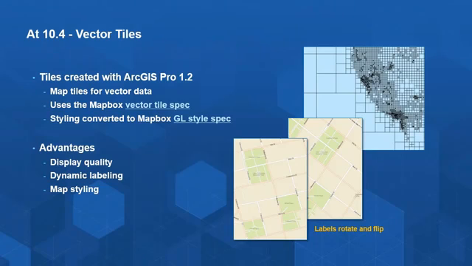So here you can see we can change the display quality. Vector tiles are optimized for tablets and smartphones. We can also have dynamic labeling. So you can see on the right-hand side, even though I've made a vector tile, when I zoom in or zoom out, those labels will rotate, which is pretty cool. I can also change how the data is rendered by styling that cached vector tile.